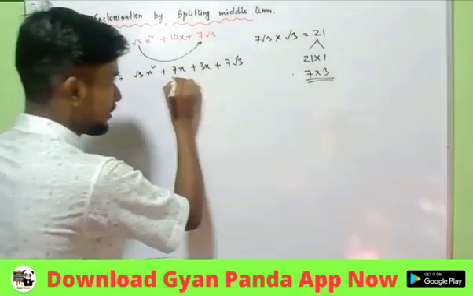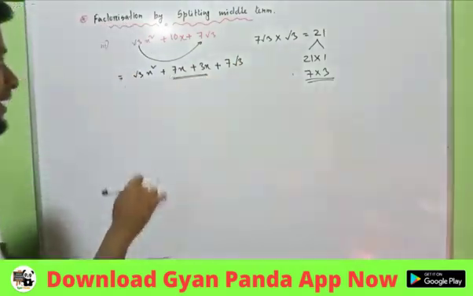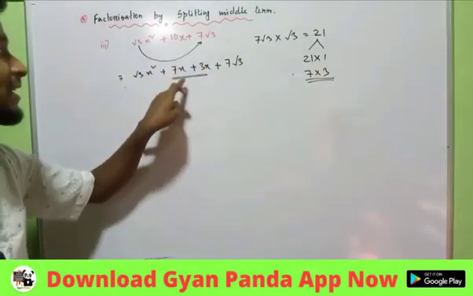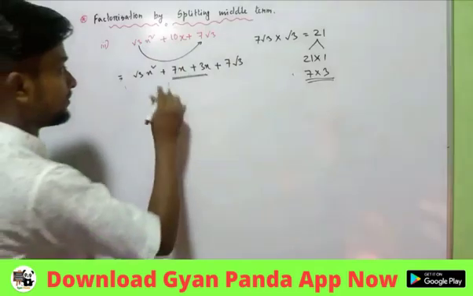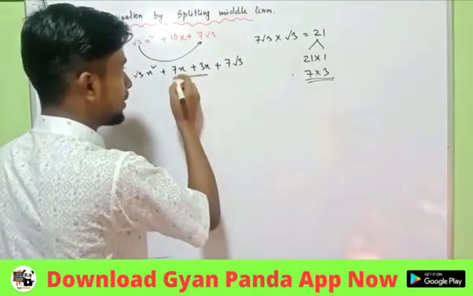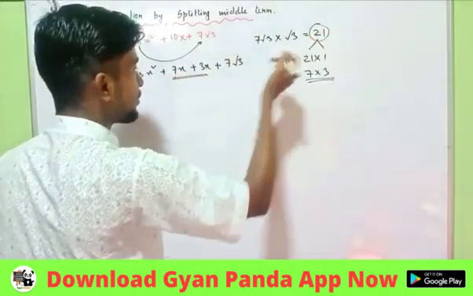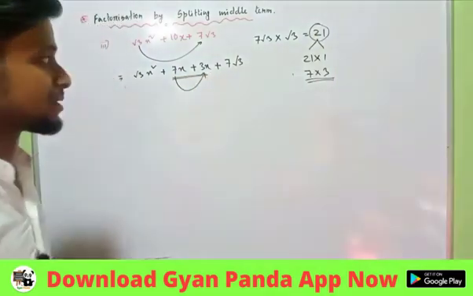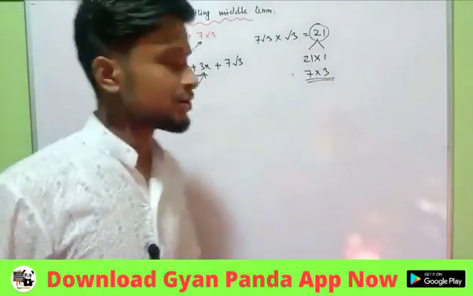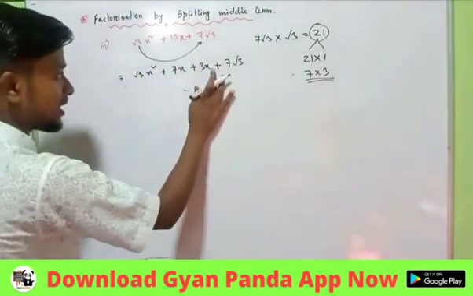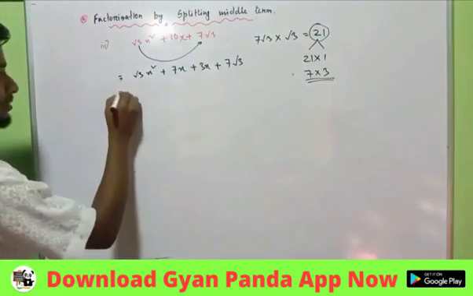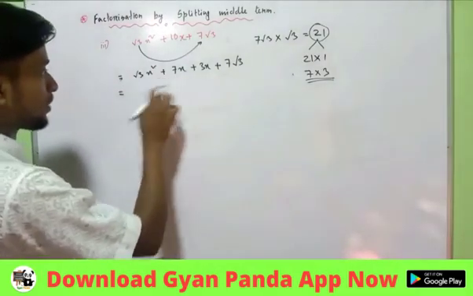Now verify whether it is correct or not. 7x plus 3x is 10x, right? Again, the multiplication should be 21. So plus 7 into plus 3 is 21 also. So the splitting is correct. So we have to take common now.